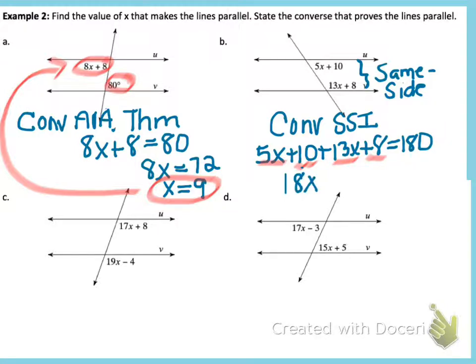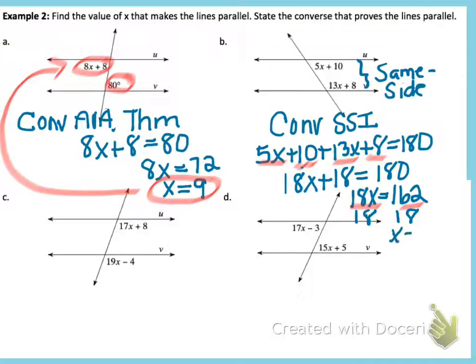18x plus 18 equals 180. We're going to subtract 18 from both sides. That makes 18x equal to 162. And if I divide 162 by 18, I get x equals 9. Oh, so x equaled 9 again on this one. That's kind of a coincidence.